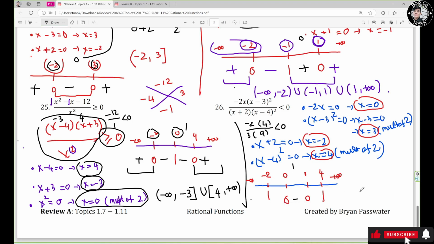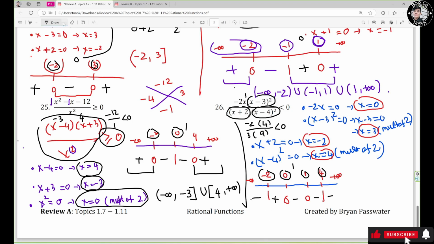Now I need to check for the even multiplicity. Right at 3 right here, this is the even multiplicity. Do you see that? So right here, I don't change the sign. I need to put the negative sign. Now I check 4 right here. 4 is still even multiplicity, 2, so it's still negative. Now I check 0 right here. This is odd multiplicity, so I need to change the sign, positive. Now I check negative 2 right here. It's odd multiplicity, so I need to change the sign.